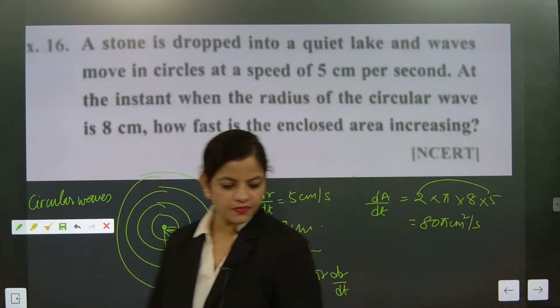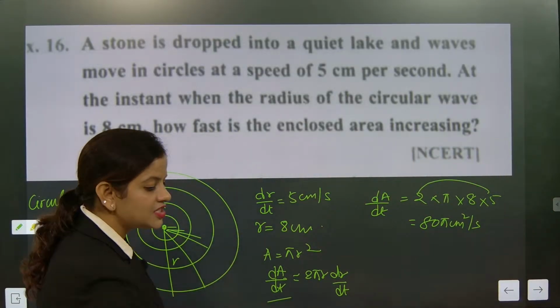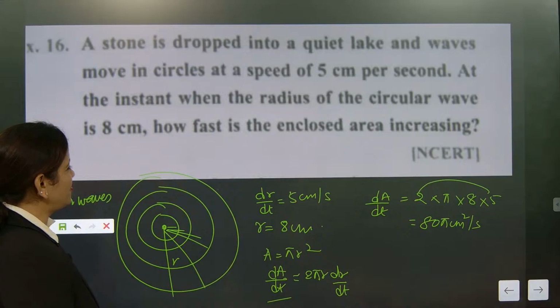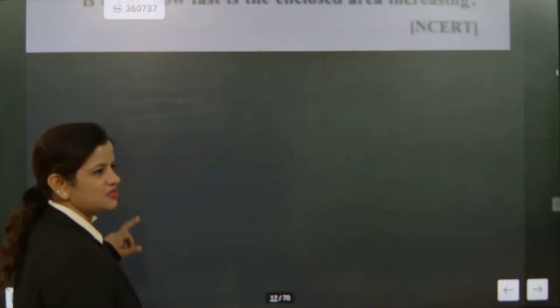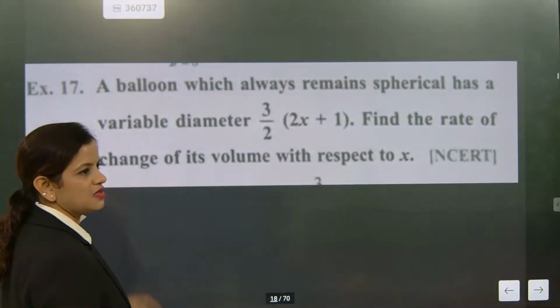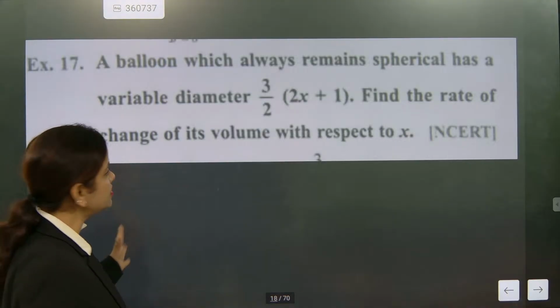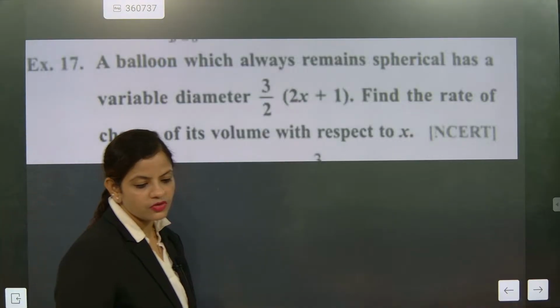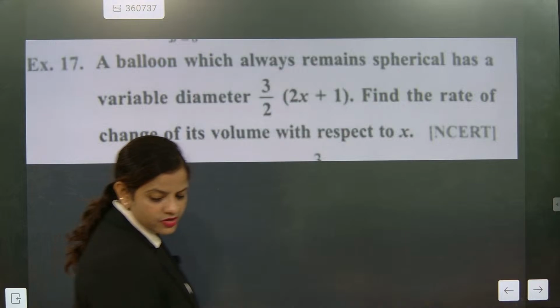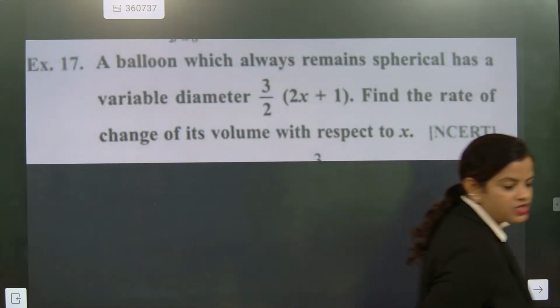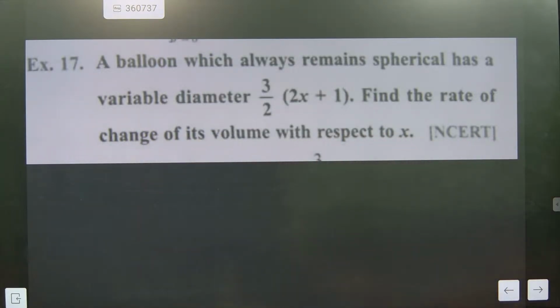Is it done? Shall we go for the next question? You people are not having interest to study seriously. It's a waste. Now solve this question. A balloon is in the shape of... These type of questions can come in the exam because this is an NCERT question. Try solving this question, please. At least one question, try and solve.